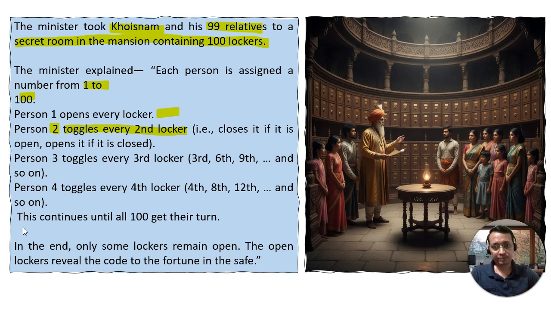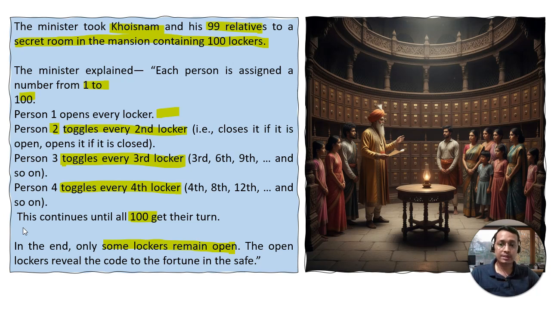Similarly, person 3 toggles every third locker, that means the third one, sixth one, ninth one, like that. Person 4 toggles every fourth locker, that means fourth, eighth, 12th and so on. This system will go on till the 100th person gets the chance. So this process will go on till the end, and at the end, only some lockers will remain open.